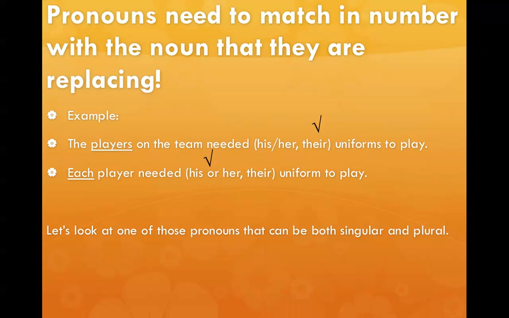Let's look at some of the pronouns that can be both singular and plural. Here's the example. None of the players remembered his or her or their uniform. None is the noun that we're looking at, and we need to decide if it's singular or plural. In order to do that, we need to look at what none is referring to. None is referring to the players. Because players is plural, that makes none plural, meaning that we need a plural pronoun to replace the plural noun. So none of the players remembered their uniform.